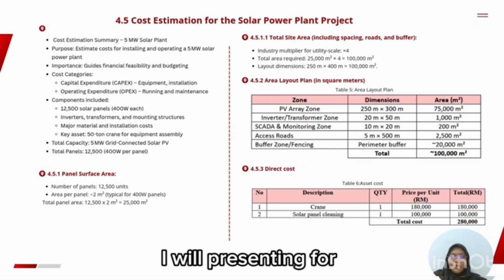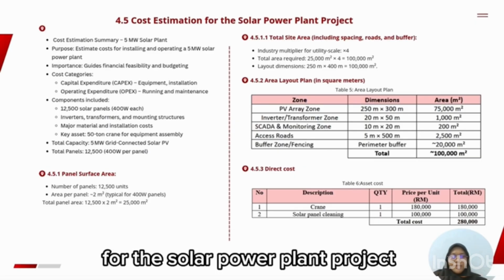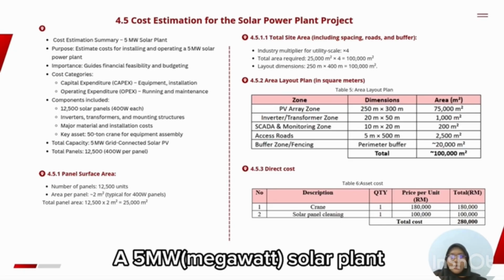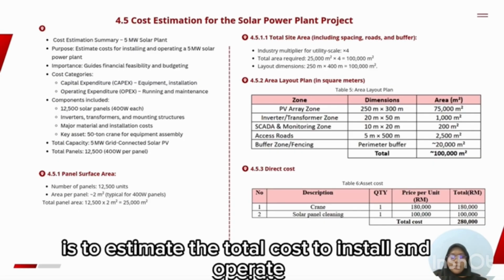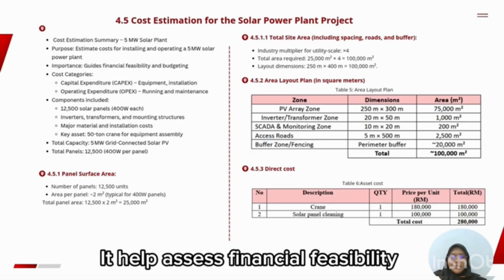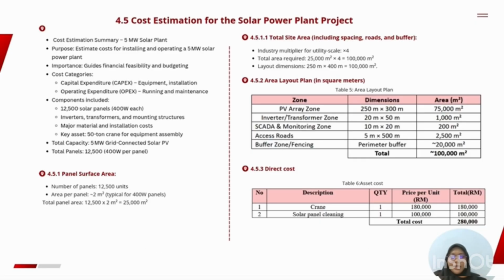I will be presenting section 4.5, cost estimation for the solar power plant project. This cost estimation is based on a 5 megawatt solar plant, and the goal is to estimate the total cost to install and operate the plant. It helps assess financial feasibility and guide budgeting.